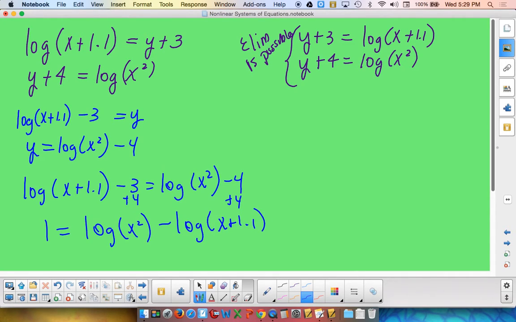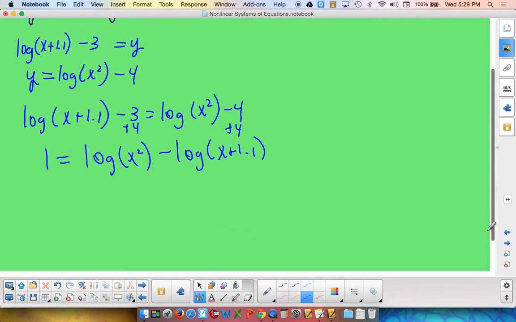Okay, so then what do you do? Why did I do that? Well, number 1, it's going to be easier to deal with the log situation with a 1. Number 2, I know those properties of logarithms. What do you do to logarithms when you have subtraction? And of course the answer is you bet, you divide. So I'm going to change that subtraction into a division problem. So now I have the log of x squared over x plus 1.1.